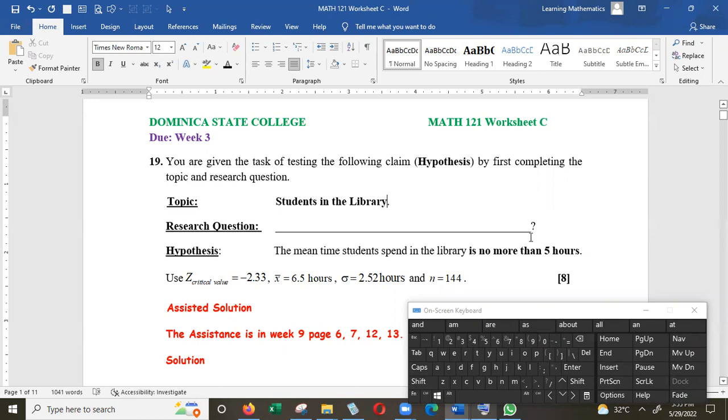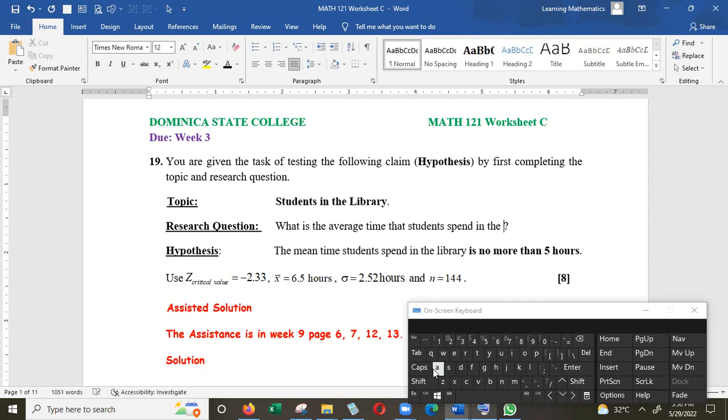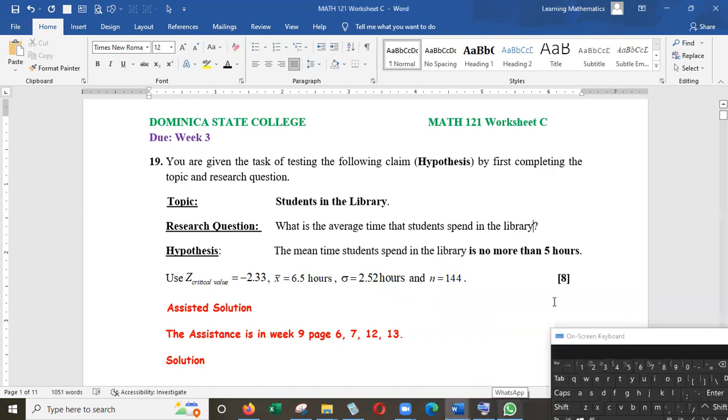And the research question, an appropriate research question could be, for example, what is the average time that students spend in the library? Okay, and the hypothesis, a possible answer to the research question, the mean time students spend in the library is no more than 5 hours.